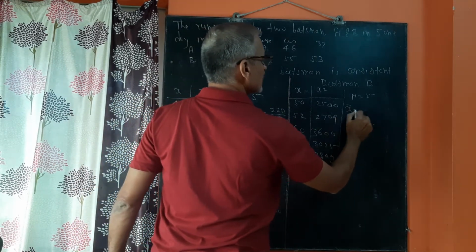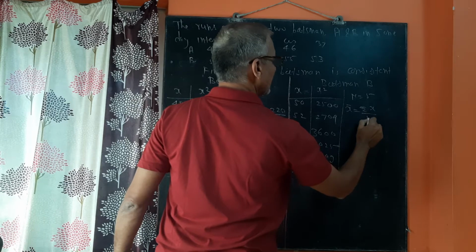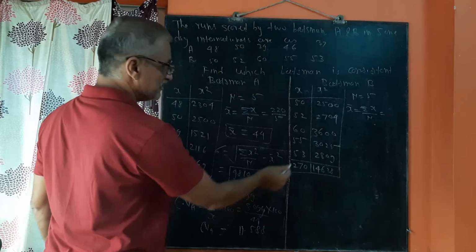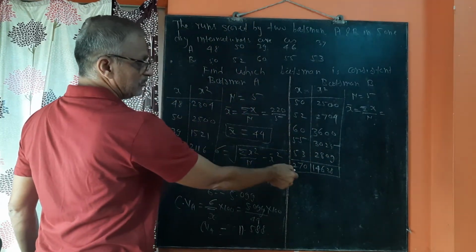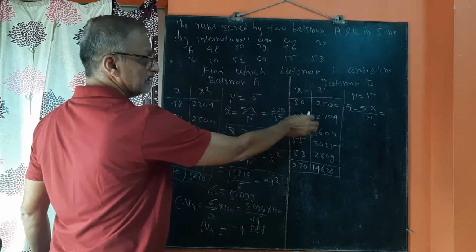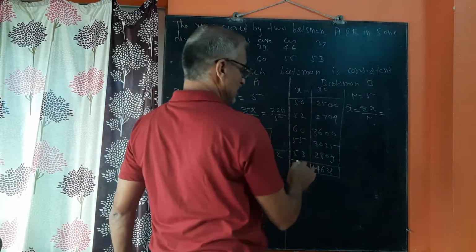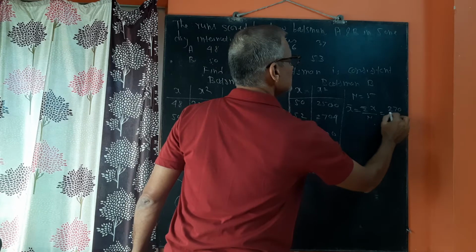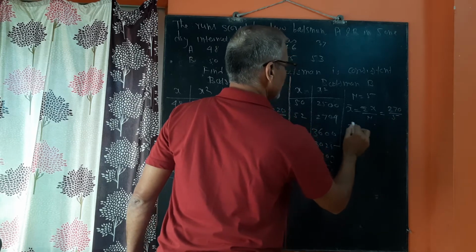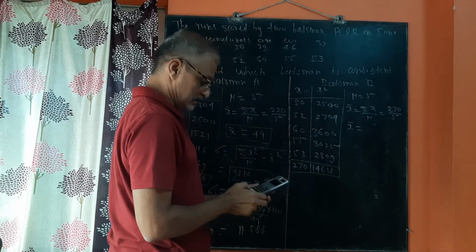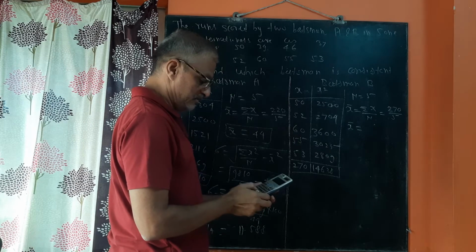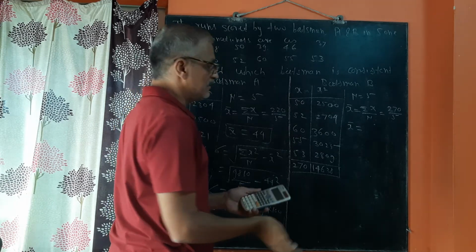x bar equals summation of x upon n. Summation of x, that means the total number of runs scored by the batsman B, is 270. 270 upon 5. So the value of x bar equals 270 divided by 5. It comes 54.